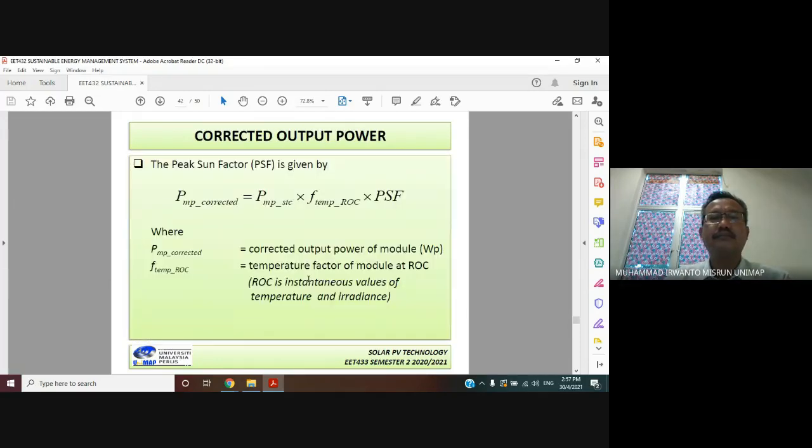Or we can also calculate using this formula. The corrected output power of the module is equal to the maximum power for the standard test condition multiplied by the temperature factor of the module in the operating condition, which is the instantaneous value of temperature and irradiance, multiplied by PSF. Now we can calculate the corrected output power of the PV module after obtaining the peak sun factor.